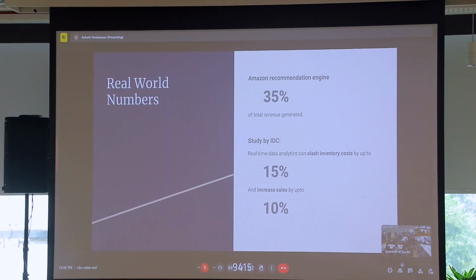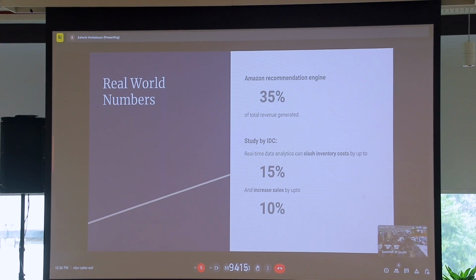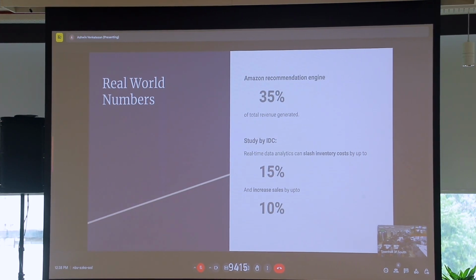So some numbers from the real world, right, to understand why this is important. Why do we even need to do this in the first place? If you see Amazon, very interestingly, the recommendation engine you are seeing on the Amazon e-commerce platform actually drives 30%, 35% of their revenue. Which goes to show that showing the right products to your customers will take you a long way in terms of earning more profits.